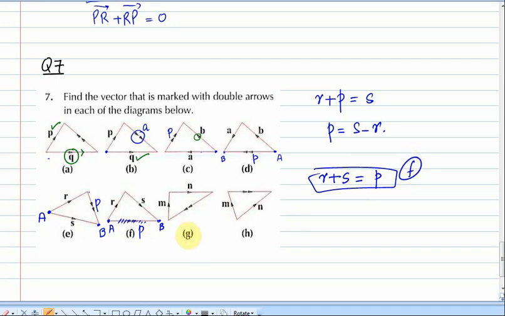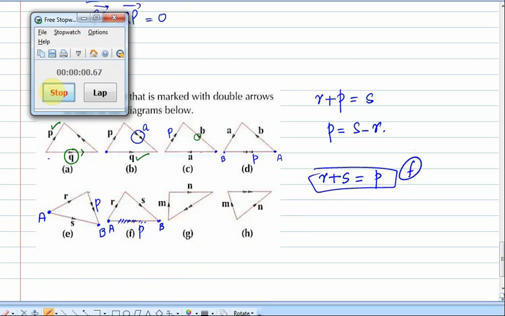Alright class, now you need to attempt parts G and H. You have 1 minute for both of them, G and H.